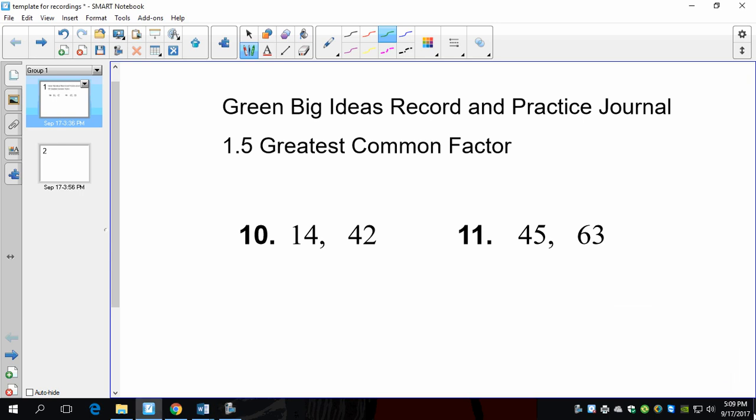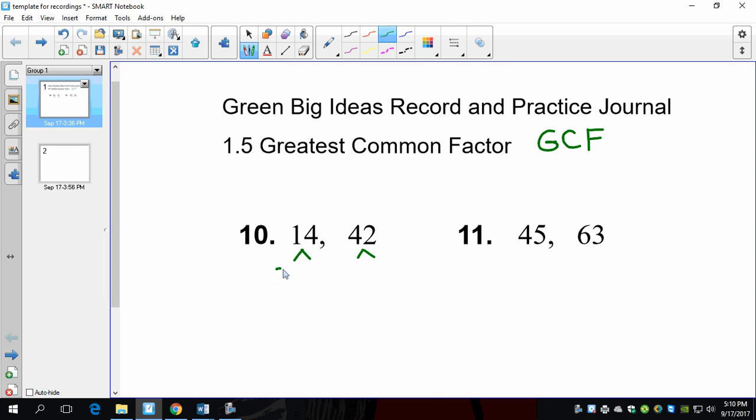We are working on the Green Big Ideas Record and Practice Journal, and today we're working on lesson 1.5, the greatest common factor. And you'll probably see greatest common factor abbreviated by GCF. Now essentially what we want to do is we just want to break down the two numbers. We want to break them down into their prime numbers.